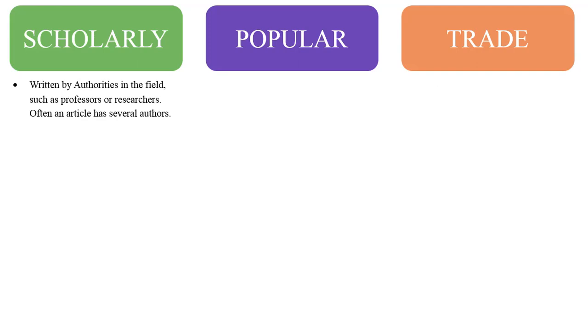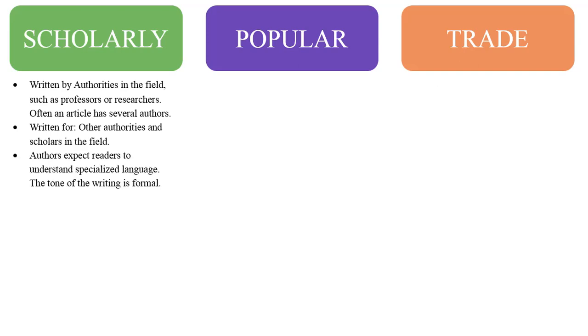These articles are written by authorities in the field, such as professors or researchers. A lot of scholarly articles these days have more than one author. It's important to remember that these people often spend their entire career studying this one specific field. Who are these articles written for? Basically other authorities and scholars in the field, generally not for the general public.